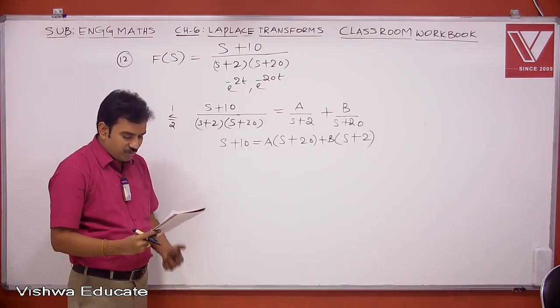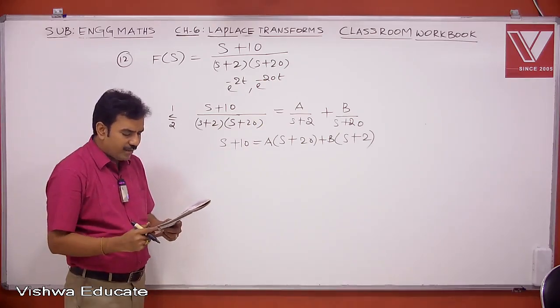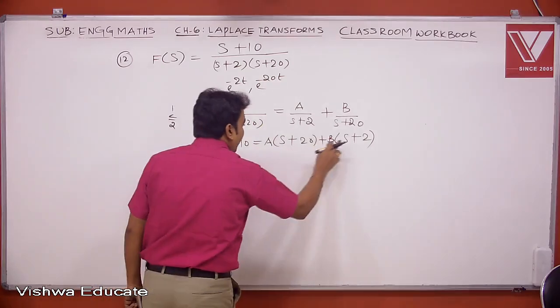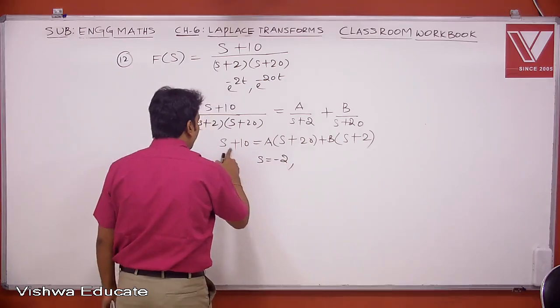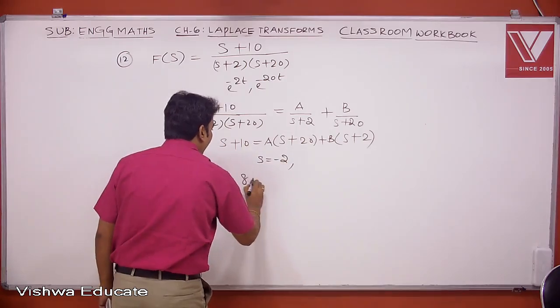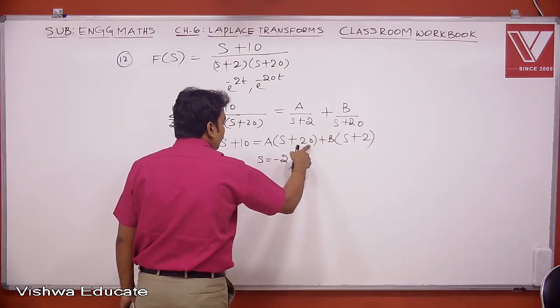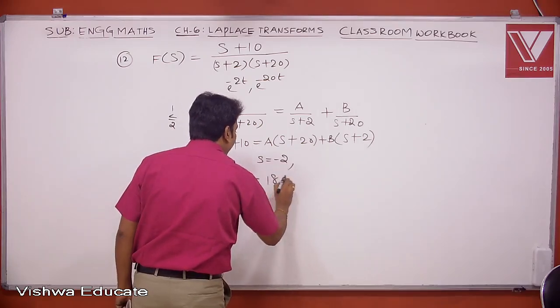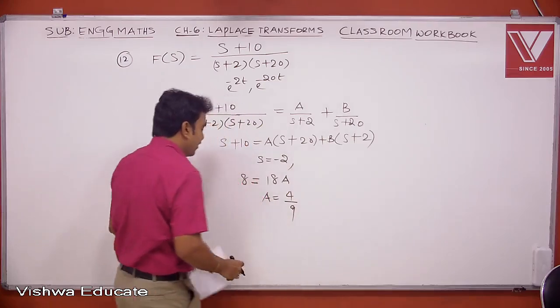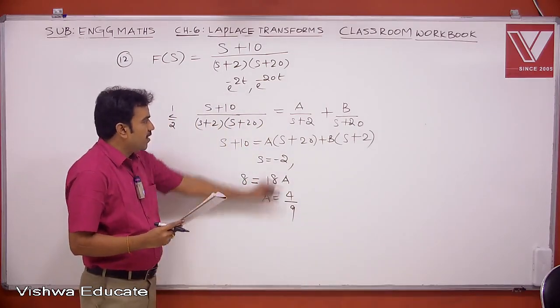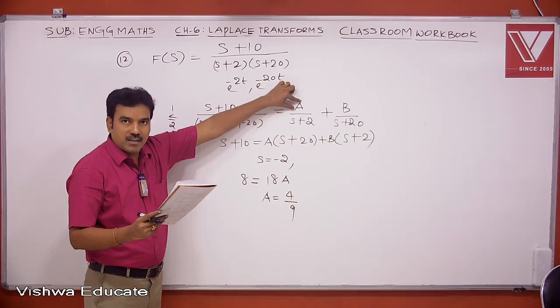Now one way is you can get the values of a and b together. Another way is that you can get easily the value of a. So to get the a value, take s equal to minus 2. So this becomes minus 2 plus 10, 8, equal to a into minus 2 plus 20, so this is 18a. So a value is 4 divided by 9.